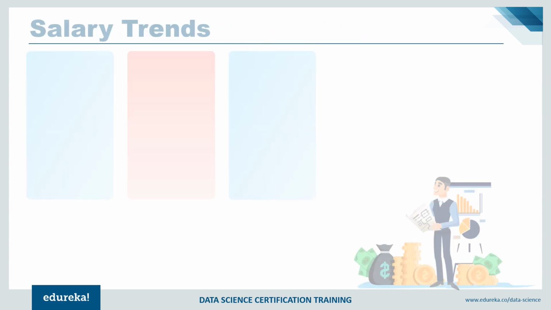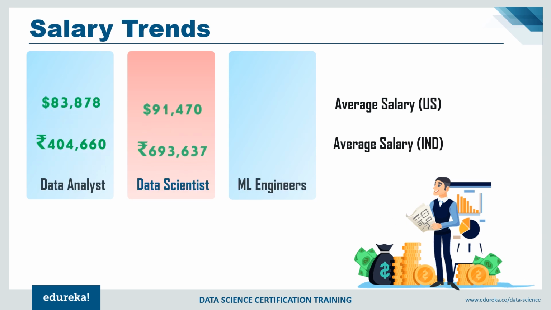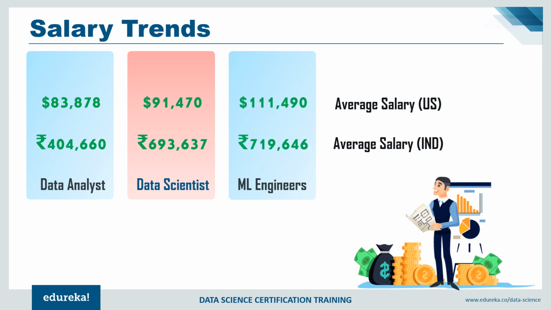So now if we have a look at the salary trends of all of these professionals, starting with a data analyst, the average salary in the US is around $83,000, or almost close to $84,000, whereas in India it's around 4 lakh 4,000 rupees per annum. Now coming to data scientists, the average salary is $91,000 to $91,500, and in India it is almost 7 lakh rupees. And finally, for ML engineers, the average salary in the US is around $111,000, whereas in India it is around 7 lakh 20,000 rupees. So as you can see, the data scientist and ML engineer positions are higher positions which require a certain degree of expertise in that field. So that's the reason why there's a difference in the salary of all three professionals.